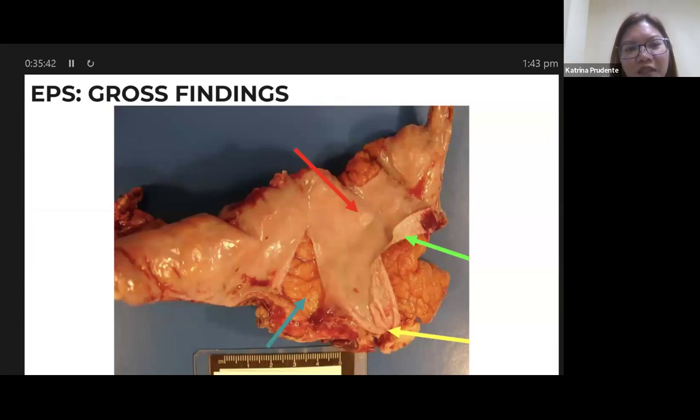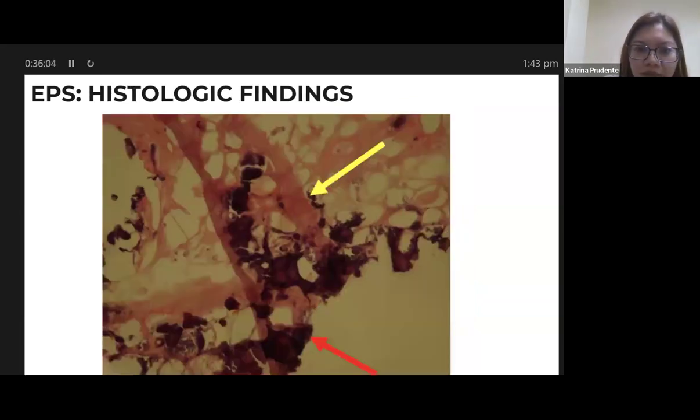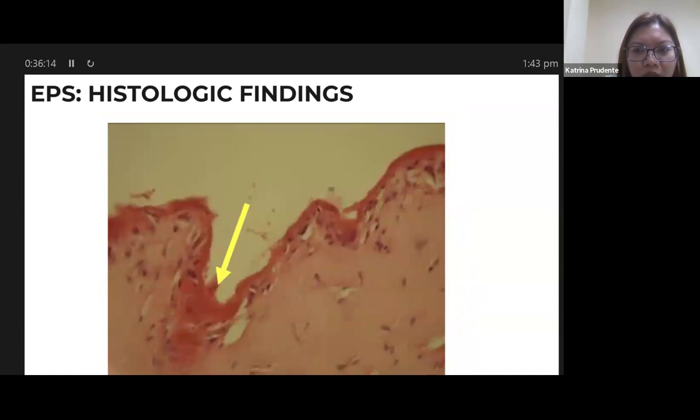For the expected gross findings in patients with EPS, we could see the green arrow is the peritoneal thickening, the yellow arrow points to the peritoneal inflammatory changes, the red arrow shows a calcification, and the blue arrow is the omental fat. For the biopsy, we could expect to see peritoneal thickening and fibrosis pointed by the yellow arrow and peritoneal calcification pointed by the red arrow. We could also see peritoneal thickening and fibrosis pointed by the yellow arrow.